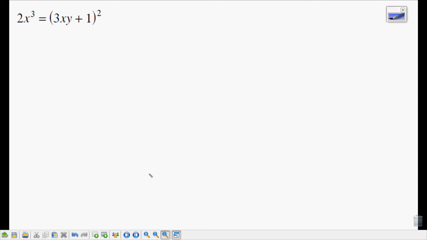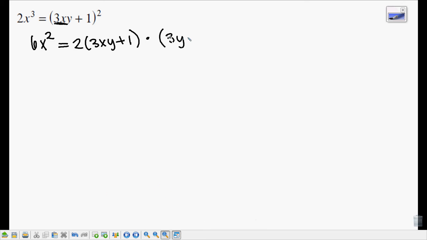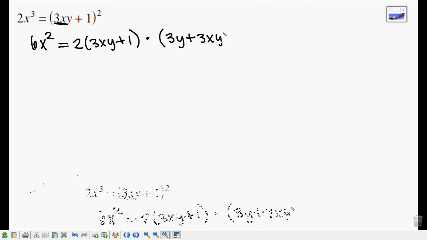So this one has some implicit and some chain rule. So this first term doesn't require anything, just regular derivative. So I'm going to drop my 3 and give me 6x squared. Make sure you're subtracting. So this is chain rule, so I'm going to drop my 2 times 3xy plus 1 times the derivative of the inside, and this requires product rule. So I have the first, derivative of the first is 3 times the second, plus the first times the derivative of the second, and then the derivative of 1 is just 0.